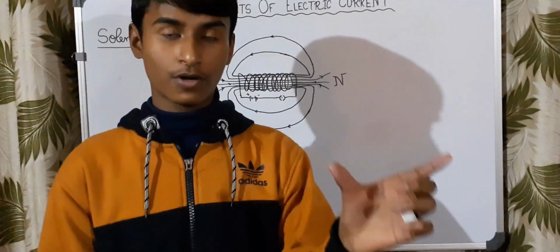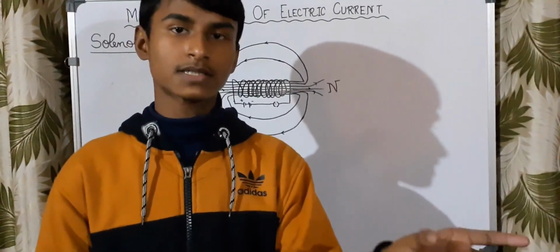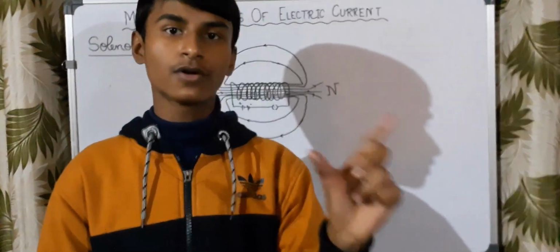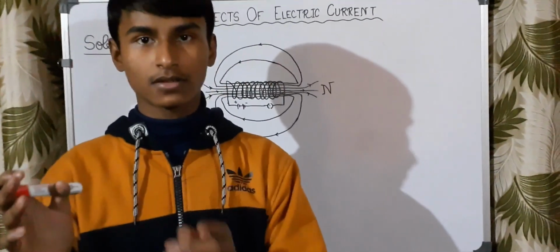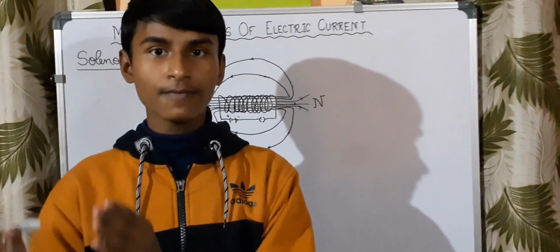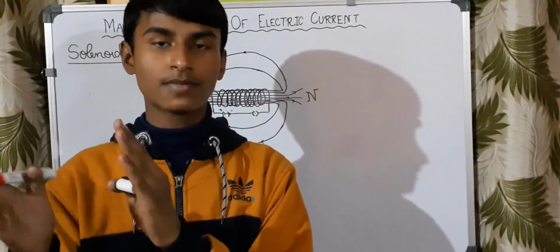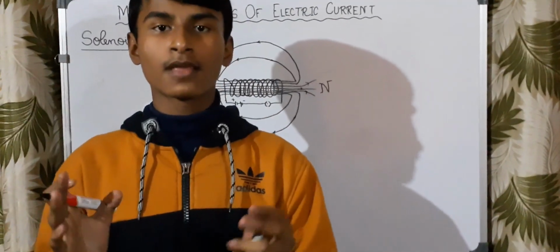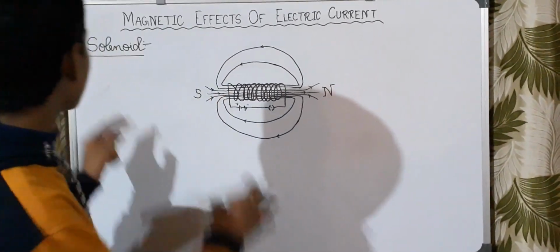Next, the polarity of the permanent magnet is the same. Like if this part is the north pole and this is the south pole, then it will always be the north and the south. But by changing the direction of the current in an electromagnet, the polarity can be changed. That means the north pole can be made south pole and the south pole can be changed to the north pole. So it is all about a solenoid.